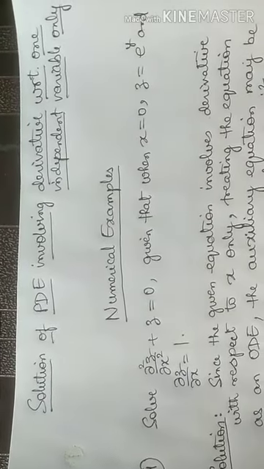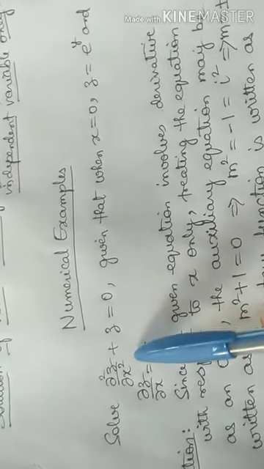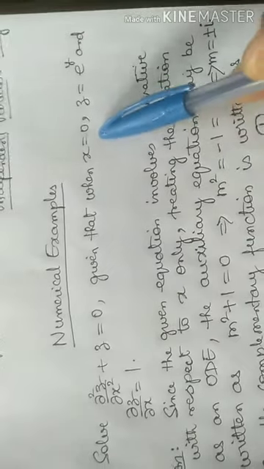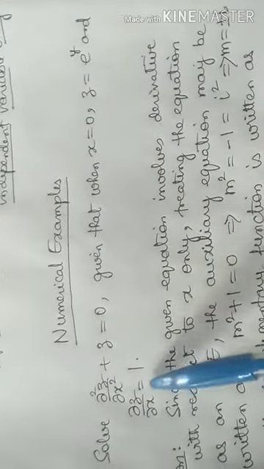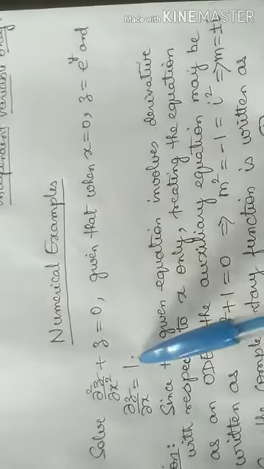So let us take up a numerical example now. The first example which we have taken is: solve ∂²z/∂x² + z = 0, given that when x is equal to 0, z is equal to e^y and ∂z/∂x is equal to 1. These are the two conditions given.